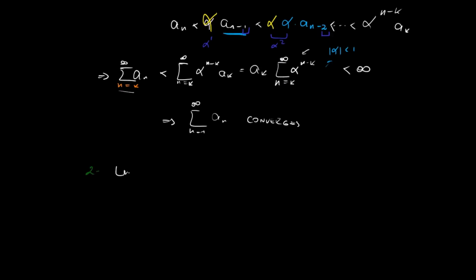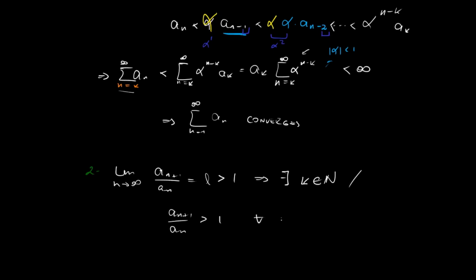Now we have that the limit when n tends to infinity of a sub n plus 1 divided by a sub n is equal to some number L greater than 1. So from this we get that there exists a natural number k such that a sub n plus 1 divided by a sub n is greater than 1 for all n greater than or equal to k.